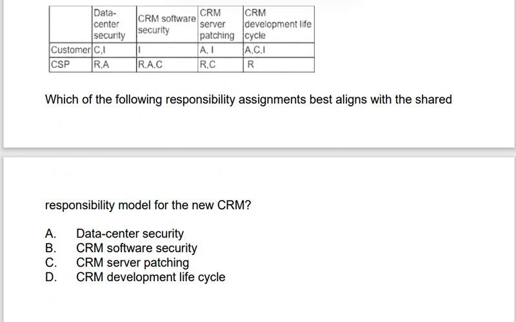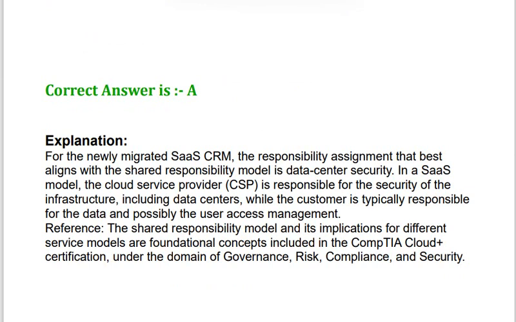Option A, data center security. Option B, CRM software security. Option C, CRM server patching. Option D, CRM development lifecycle. Correct answer is option A.